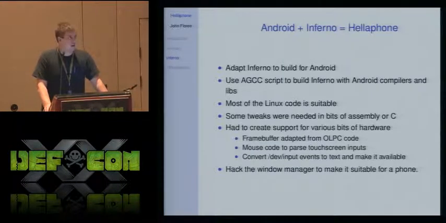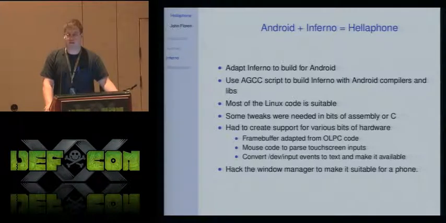Now that we had a Linux system sans all the Java, we just had to adapt Inferno to actually work on the Android device. There are some hoops you have to jump through in order to get it to build, because Android has its own set of libraries like Bionic, which is its libc, and it's a little bit different from GNU libc, which is what Inferno expects. There's a script that we found called agcc, which basically sets up your environment to use the Android GCC compilers and tells it where all the libs are. So rather than running GCC, you just run agcc and it wraps it.